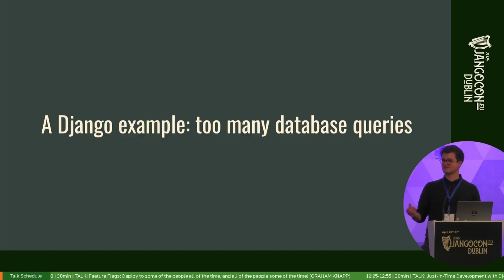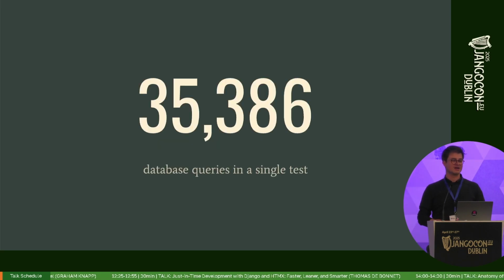Something more Django relevant, an example. We have, in our test suite, some tests that do too many database queries. You might ask, Sam, what is too many database queries? I would say 35,386 is too many database queries for a single unit test. Which is a problem. So we've decided to try and solve it.